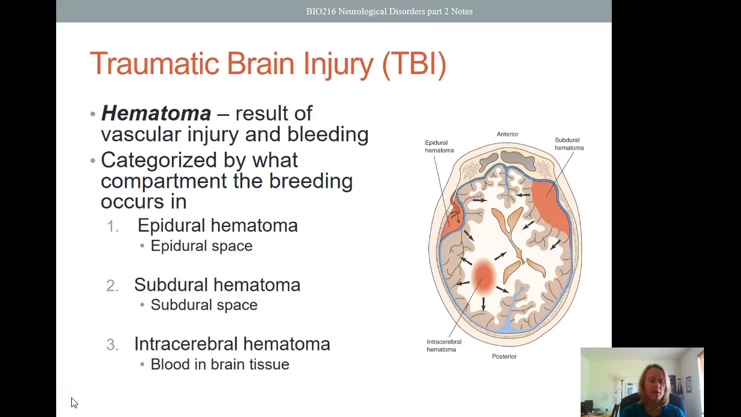A hematoma is the result of injury to blood vessels and bleeding. And the type of hematoma is categorized by the compartment in which the bleeding occurs. If it's an epidural hematoma, that means that we have bleeding in the epidural space, subdural in the subdural space, and intracerebral, this is going to be blood within the brain tissue itself.